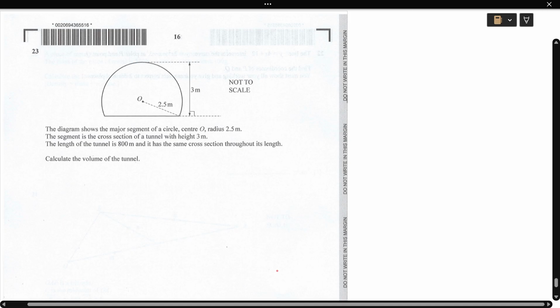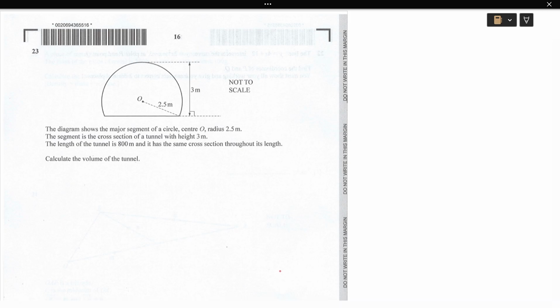Okay, the next question is the 23rd question. This is the last question. The diagram shows the major segment. The major segment is given, the cross section is given, the height is given, the radius is given, so we need to find the volume.